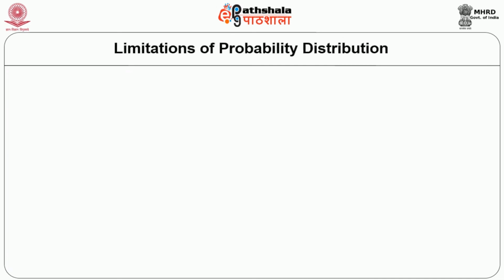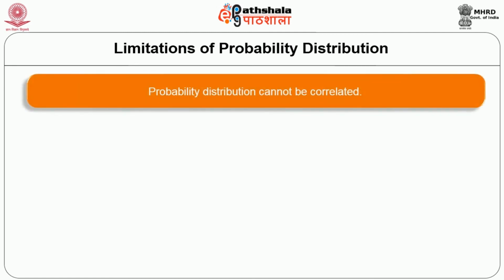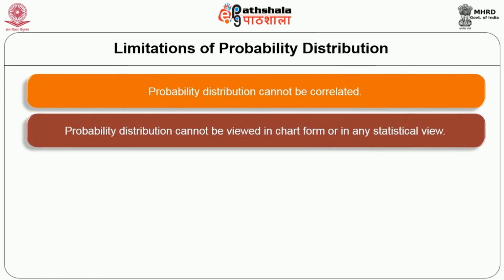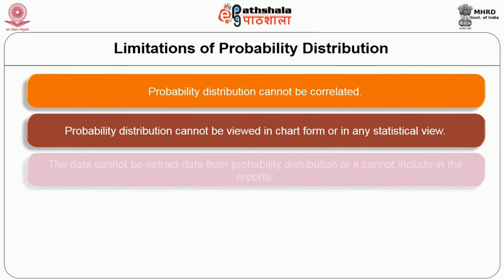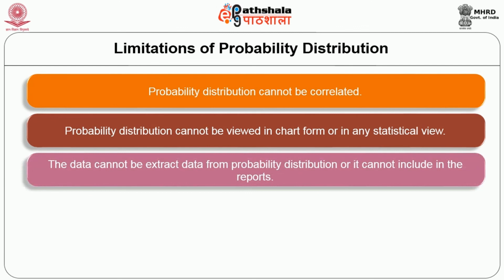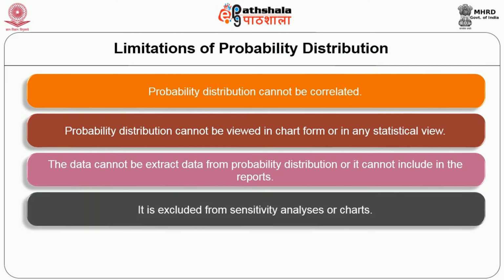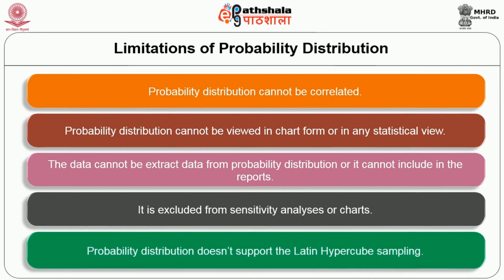So there are some limitations also. Let us understand some of the limitations, how it has drawbacks. Number one, the probability distribution cannot be correlated with any event. Number two, the probability distribution cannot be viewed in chart form or in any statistical view. Number three, the data cannot be extracted from the probability distribution or included in any reports. Number four, it is excluded from sensitivity analysis or any chart. And number five, the probability distribution doesn't support Latin hypercube sampling.